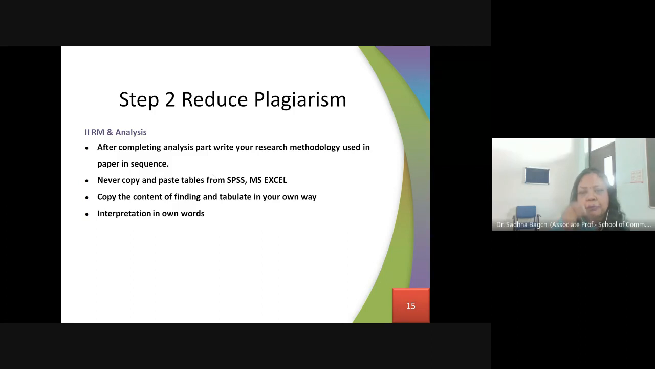Means don't copy the result outcome of the SPSS and directly report it in the paper. Never copy and paste tables from the SPSS. You can modify and change it, show some creativity, and prepare your own tables, and then report this table in the research paper. Copy the content of findings and tabulate it in your own way. Interpretation: always write your interpretation in your own way, in your own words.